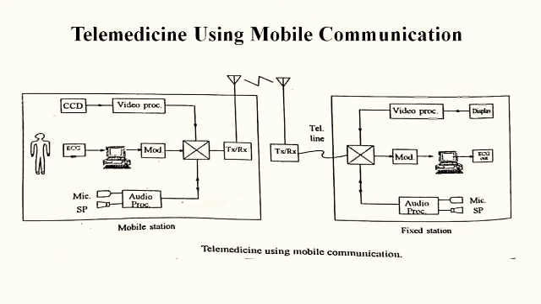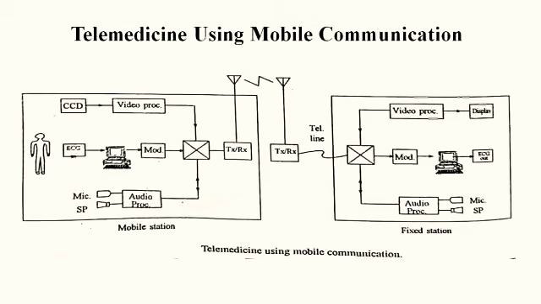This mobile communication technology is also used to connect the patient and doctor who are separated far away, at a long distance, with the help of mobile communication. As you can see in the slide, there are two sections. One is the mobile station, another one is a fixed station. The mobile station is the patient's premise, whereas the fixed station is the medical practitioner's premise.